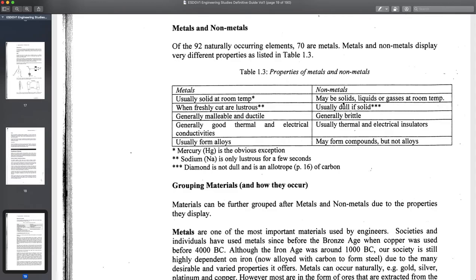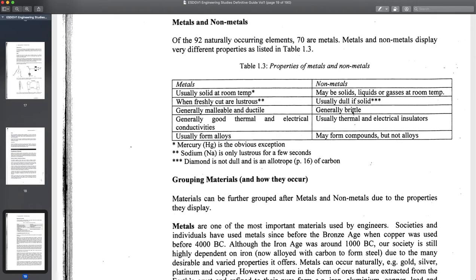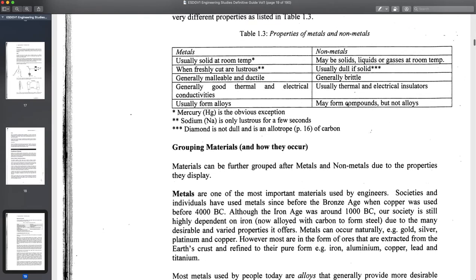Okay, on the other hand, non-metals are far more likely to be liquids or gases at room temperature. They can be solids. I mean, obviously things like salt, right? Is an example that comes to mind. Sugar. Usually dull if solid. Diamond is an exception. They're generally brittle. Now, we will cover these terminologies later, but the idea of brittle is, does it shatter easily? If you hit it with a hammer, is it likely to absorb that hit and have just a dent, or is it likely to shatter? Usually thermal and electrical insulators, which means they don't conduct electricity well. They can be used to insulate electricity, or they simply are poor conductors. They can form compounds, but not alloys.